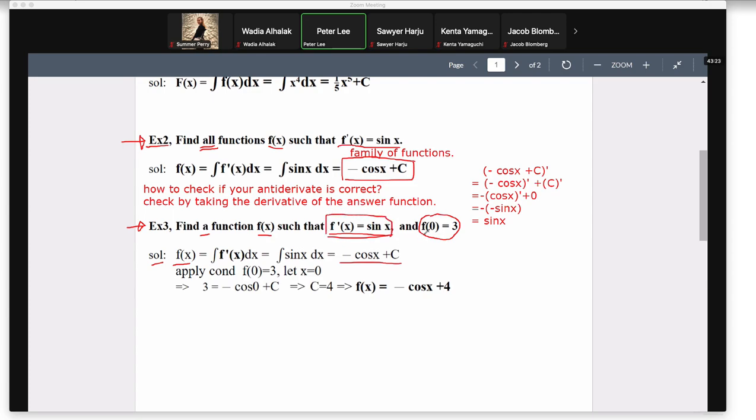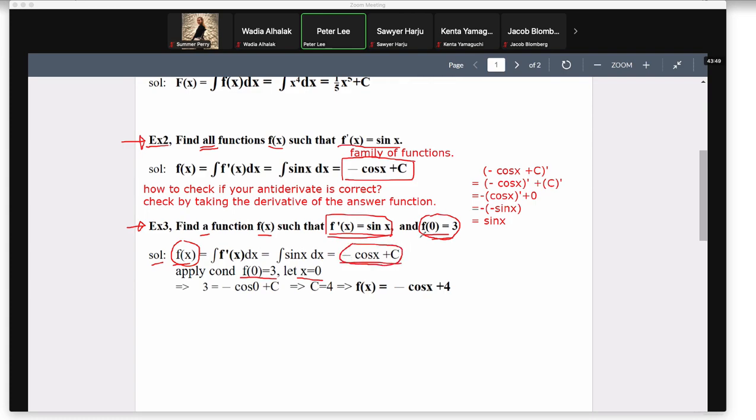But now we have a second condition. So now what do we do? Apply the condition f of 0 equals 3. How do we apply it? We set x equal to 0 in the function right here, f of x, which is equal to minus cosine x plus c.